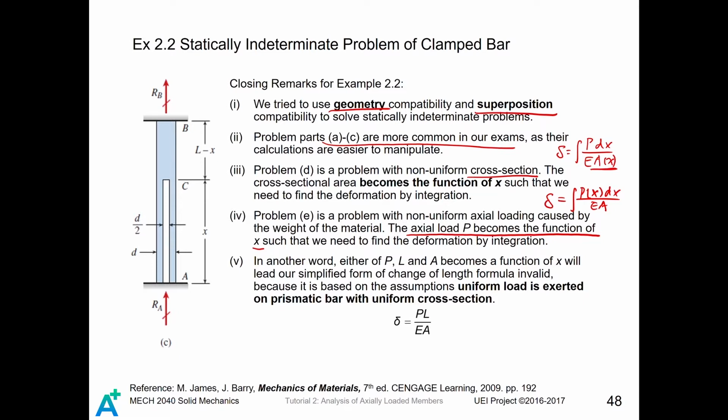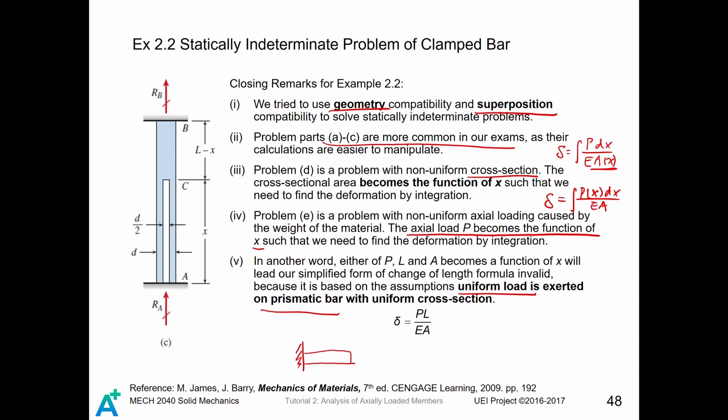In other words, notice that for delta equals PL over EA, the application of this formula has a lot of restrictions. For example, the load should be uniform, which means P should be constant. Besides, the bar should be prismatic, which means we don't accept a bar like this. For this bar, you can say the cross-sectional areas are the same, but it is not prismatic because, as you can see, there is a bulge in the middle. A typical prismatic bar is like this.